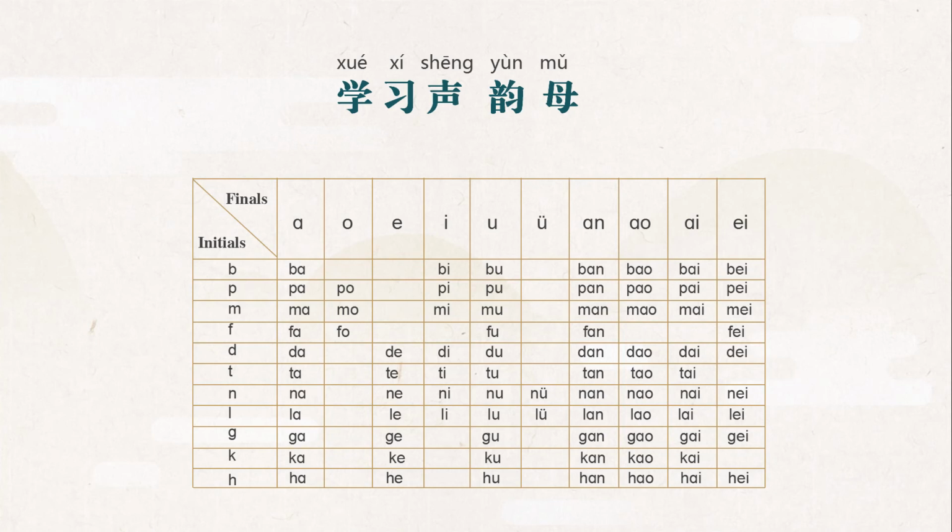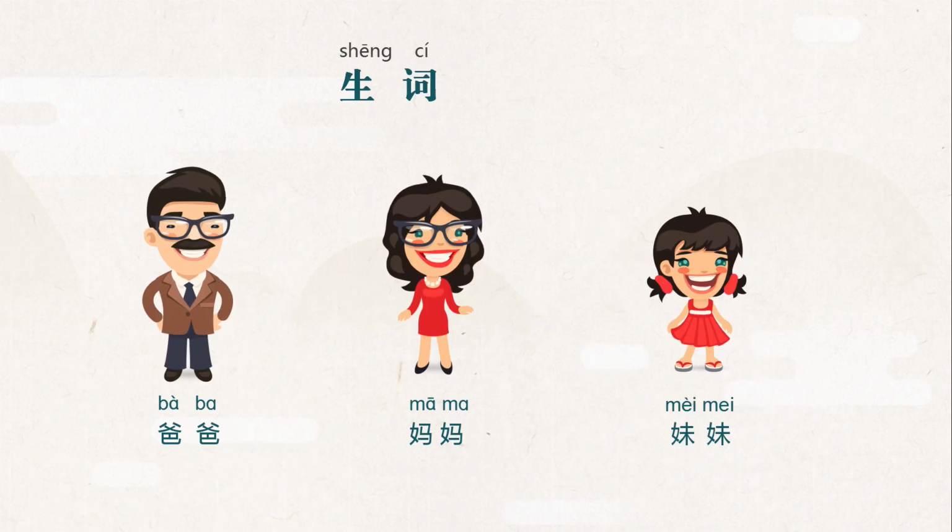学习声韵母. We've learned initials, finals, and tones now. Next, we combine them together and read them. Try to practice this form after class. You basically acquired pinyin now. Let's study some new words. You can read them by yourself and then after me.